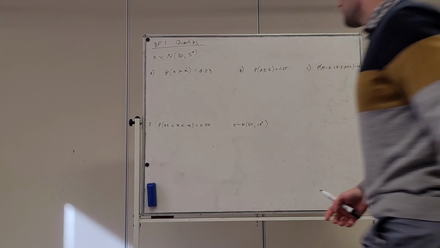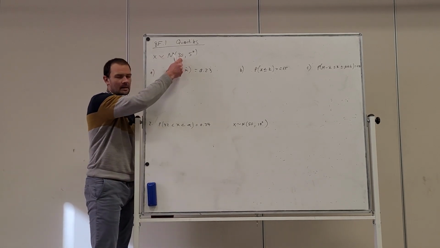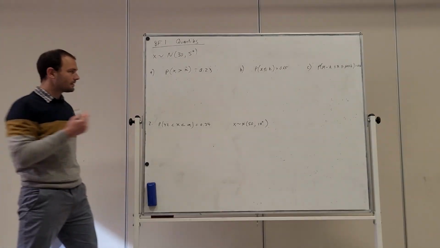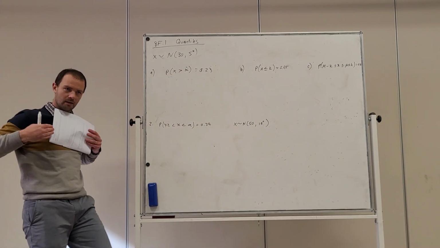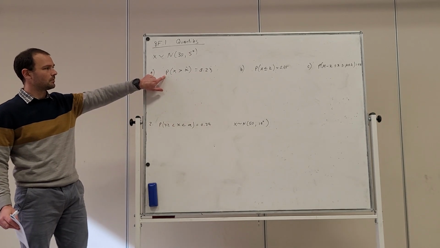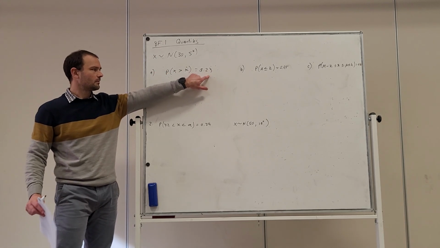So what we've got here, we've got some normal distribution, we've got some variable x, which is normally distributed, mean of 30, standard deviation 5. Now we are asked to find this number k, such that the probability of the distribution being above k is 0.23. That's what that means. The probability that the distribution is above k is 0.23.